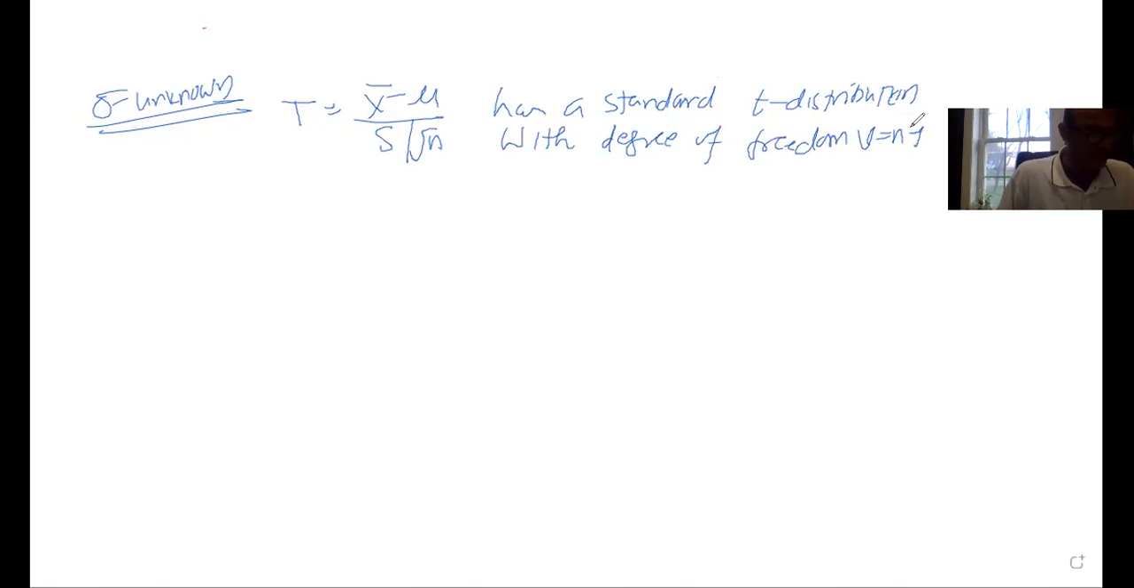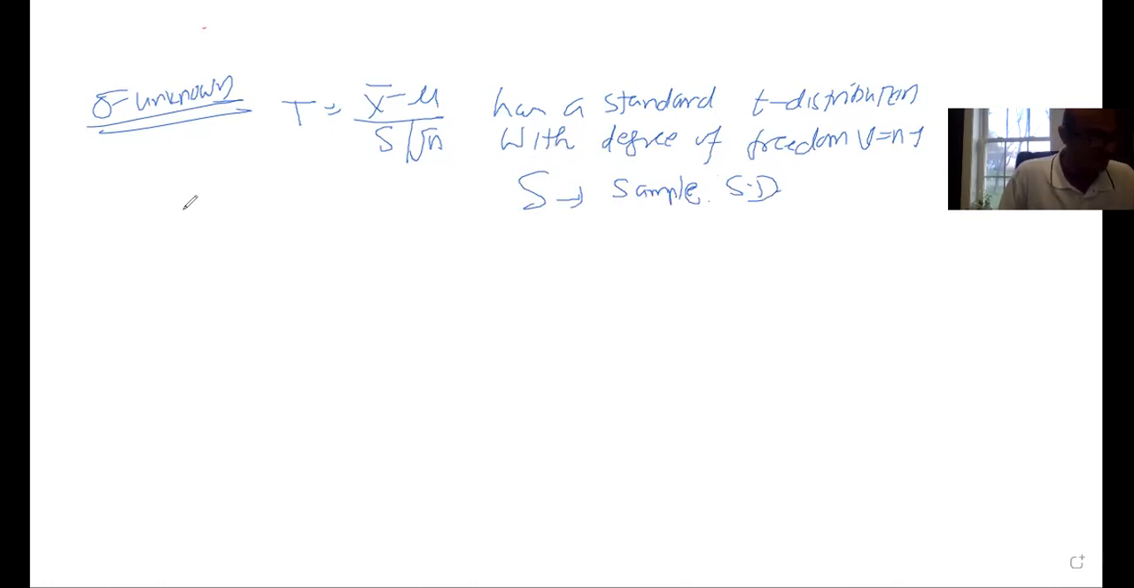And s is the sample standard deviation. This s is nothing but the sample standard deviation, right? It's just the sample standard deviation. And in this situation, sigma is unknown and t can be used to construct the confidence interval for nu.